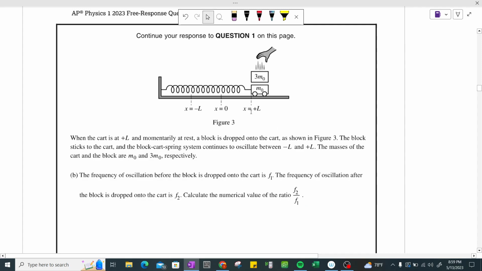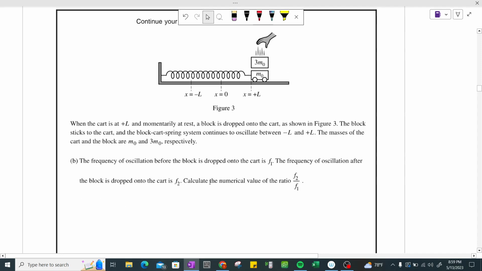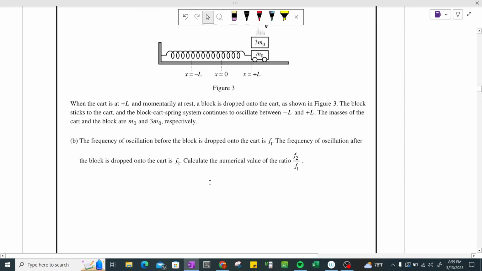When the cart is at positive L and momentarily at rest, a block is dropped onto the cart. This is actually very similar to, I think it was the paragraph response 2018. It has a similar feel to that. Block sticks to the cart and cart system continues to oscillate. The frequency before it's dropped is F1, after it's dropped is F2. So, nice thing is they use 3, which means it'll be 4 times the mass.